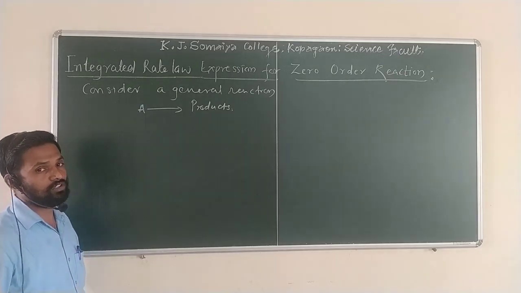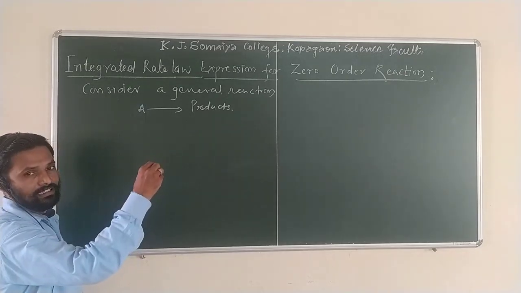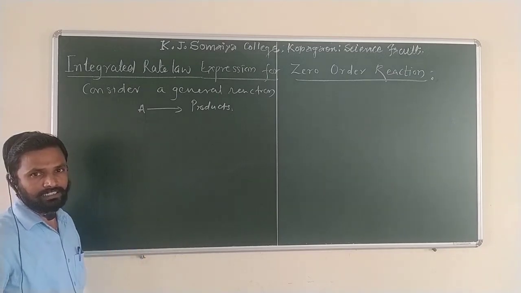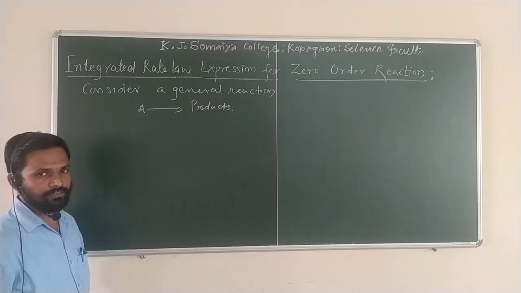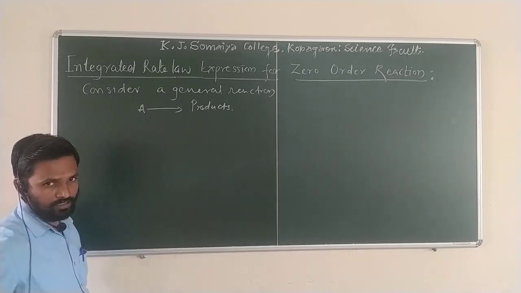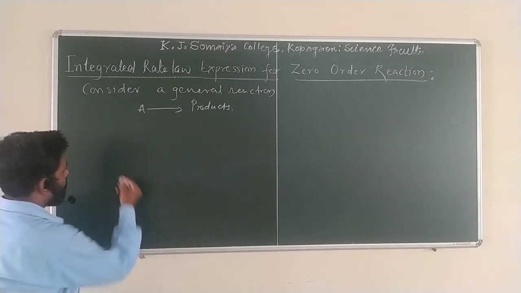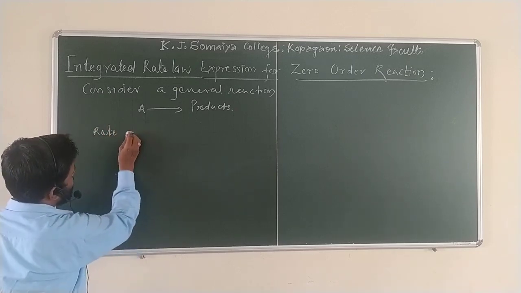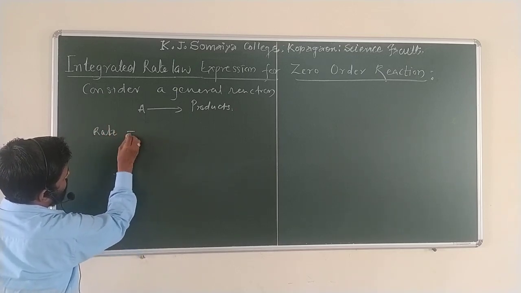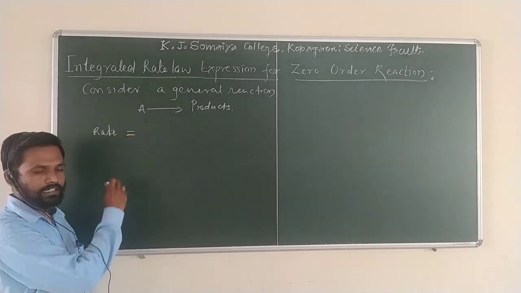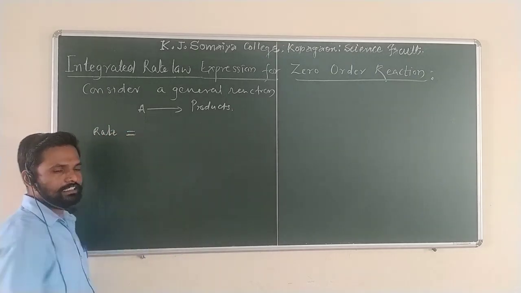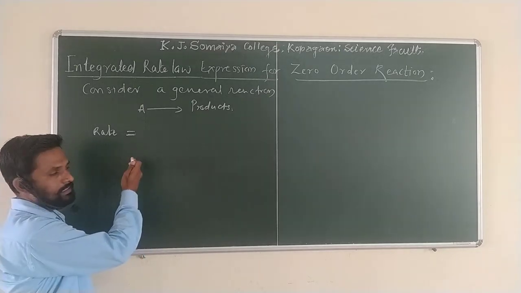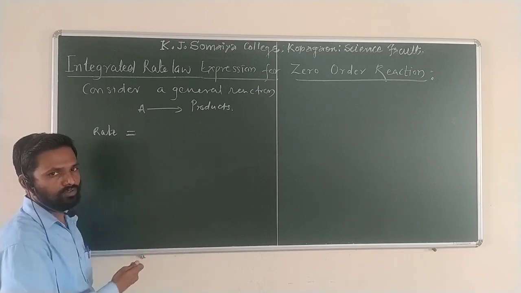Now, when it follows the zero order reaction, we know, as we already defined, that the powers of the concentration must be taken into account for the order of reaction. Here it follows the zero order reaction. First of all, we can write the rate of reaction. The rate of a reaction can be written in two ways: one in the differential form, and one in the rate law form. We already studied how to write both.